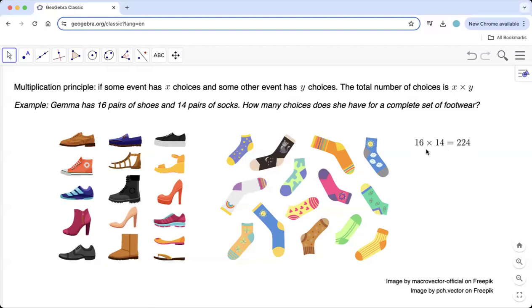And if you were to do that, I think you would see the intuition for why it's 16 times 14 as the total number of combinations that Gemma has in this case. So that's one of the fundamental principles of combinatorics.